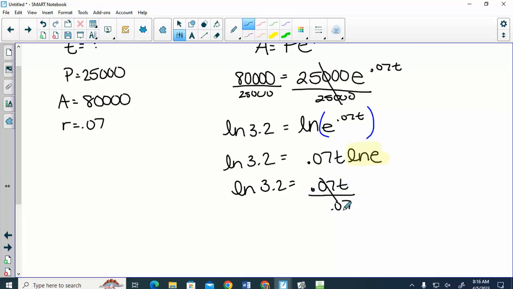So then we divide. So we've got natural log 3.2 divided by 0.07. And that gives us 16.616. I think I said 16.6 years.